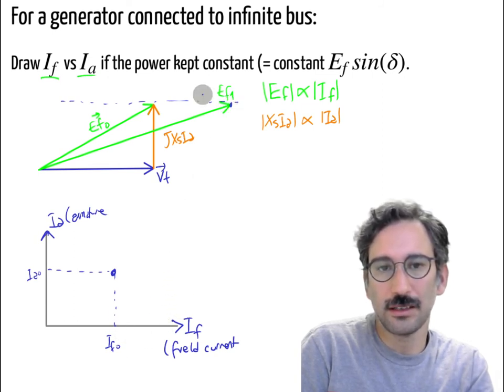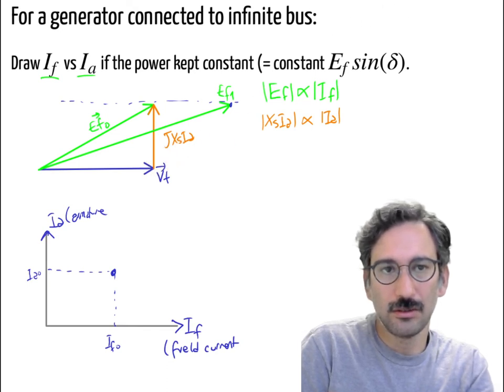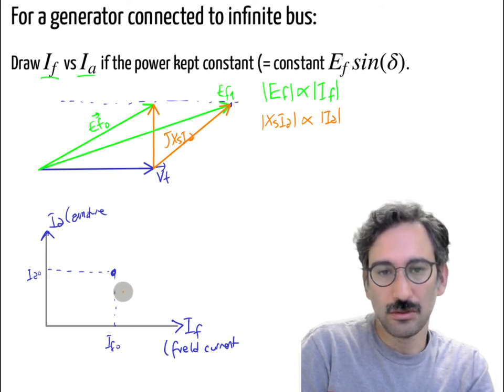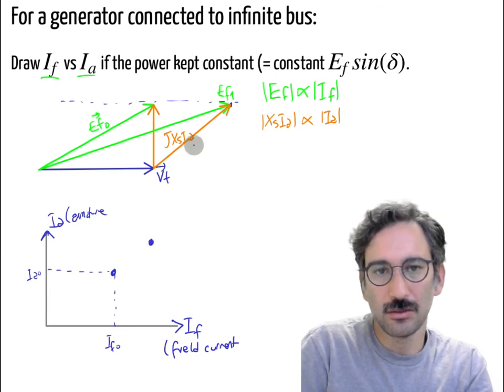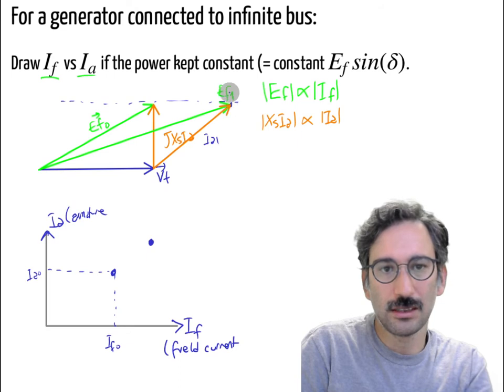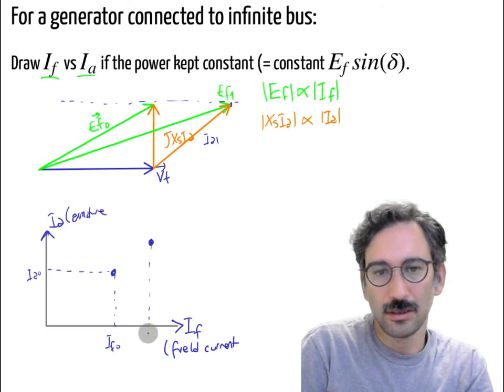I increased IF. As a result, my JXS vector, or similarly the IA vector, will be increased. Like now it is large. So I increased IF and that resulted in increased IA. So it is somewhere here. So this is IA1, EF1. For IF1, this is IA1.